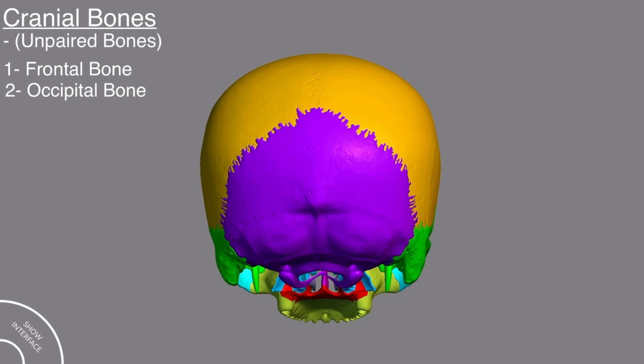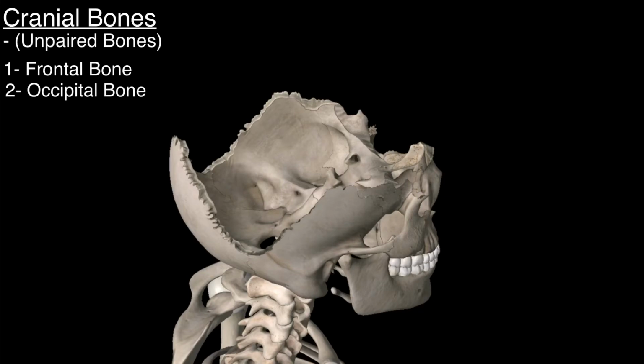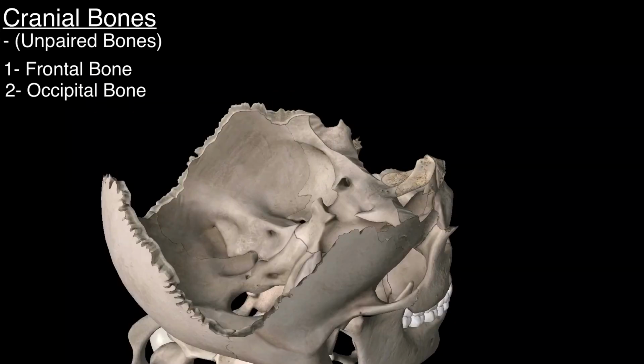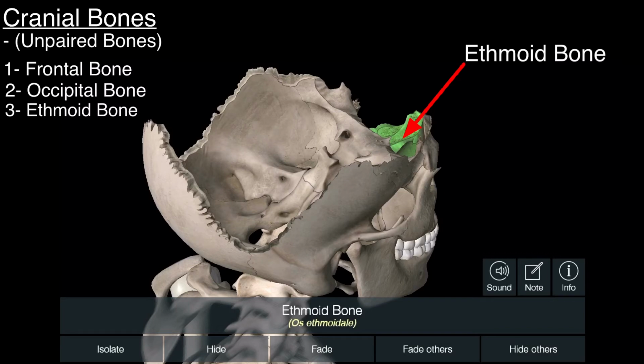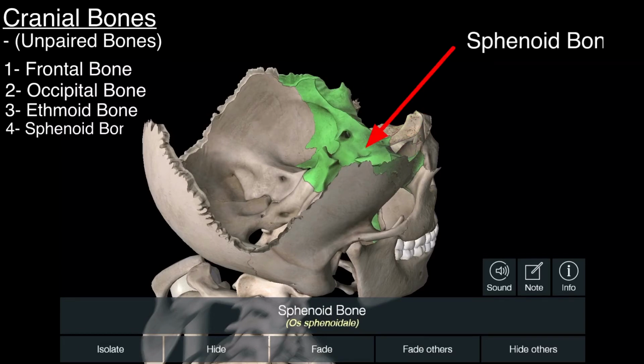For the third and fourth unpaired cranial bone, we have to move to a different model. In this model, I have hidden the frontal and parietal bone so that you can have a look at the interior of the skull. This green is the ethmoid bone, and as you can see, it is in the midline of the body, so it is a single bone. And this is the sphenoid bone. This bone is also in the midline posterior to the ethmoid bone.